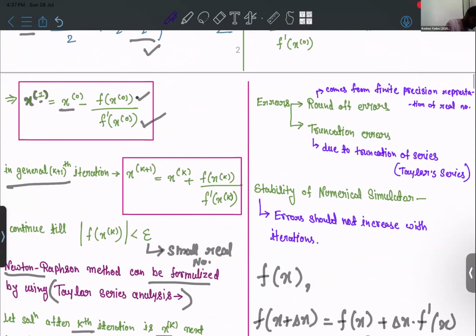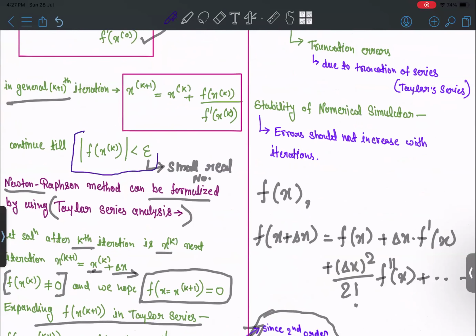We put some condition that the mod of f at some kth iteration should be less than epsilon. This epsilon is some small real number, defined by the user. Suppose I want an acceptable error of the order of 10 to the power minus 4. I will put epsilon as 10 to the power minus 4. Once the mod of the function value reaches 10 to the power minus 4, my program will stop.